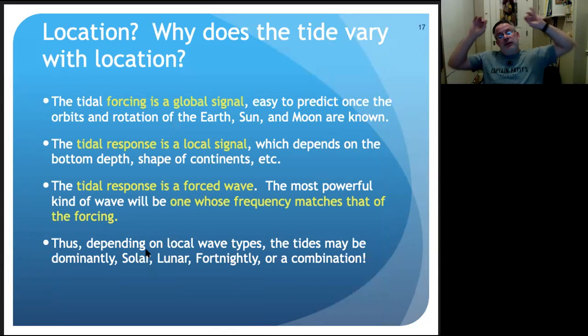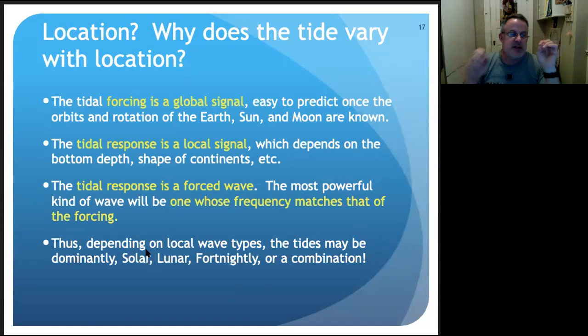So the tidal forcing is a global signal. The whole Earth is experiencing some fraction of this tide, but the tidal response is local, which depends on the bottom depth, the shape of the continents, particularly in the dynamic theory. So the tidal response is really a forced wave. So the dynamical tidal response is a forced wave, one whose frequency matches that of the forcing, but the amplitude, the wavelength, all of that is a function of the local parameters, the local basin dimension, the local depth, all those kind of things.